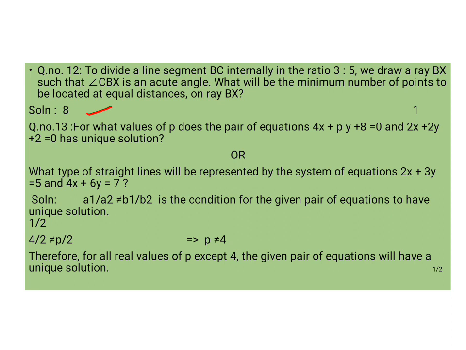So first question is based on a1 upon a2 is not equal to b1 upon b2. For unique solution, you must write this formula. You will get half marks. Then 4 by 2 is not equal to p by 2. So p is not equal to 4. So your answer will be, for all real values of p except 4, the given pair of equation will have a unique solution.